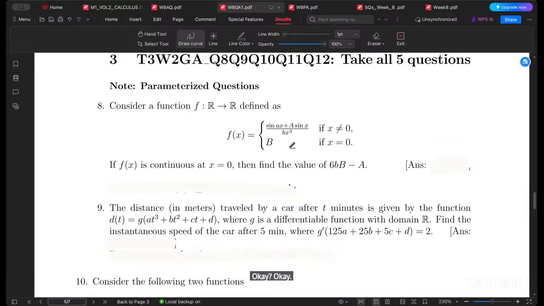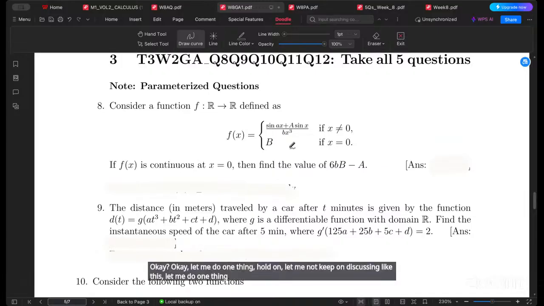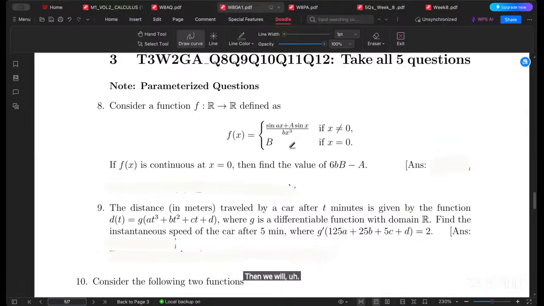Okay, let me do one thing. Hold on. Let me not keep on discussing like this. I will tell you what the basic steps are. Then we will skip the calculation part. Okay, this can be done by L'Hopital, no? Exactly. That is all we need to see.